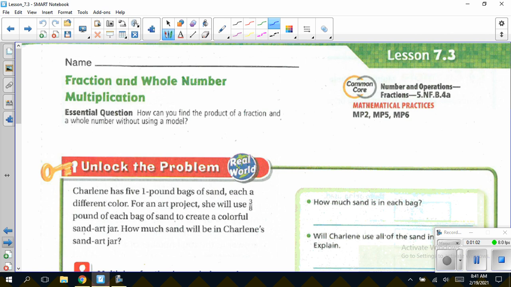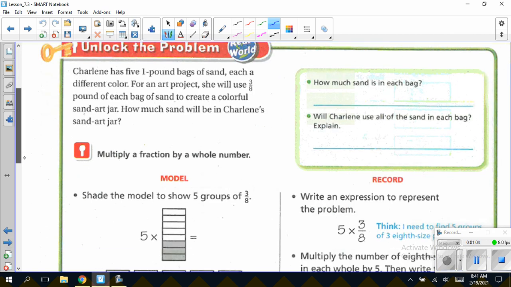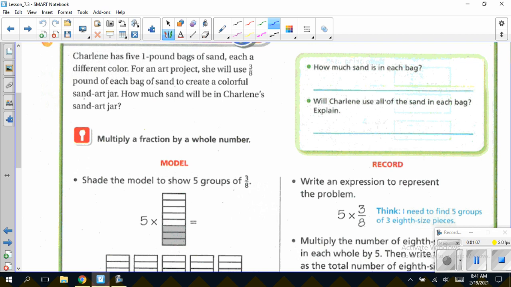So under Unlock the Problem, it says Charlene has 5 1-pound bags of sand, each a different color. For an art project, she will use 3/8 pound of each bag of sand to create a colorful sand art jar. How much sand will be in Charlene's sand art jar? Well, first of all, we need to figure out how much sand is in each bag. And if you read, it does say that there are 5 bags, and each bag is 1 pound. So there's 1 pound of sand in each bag.